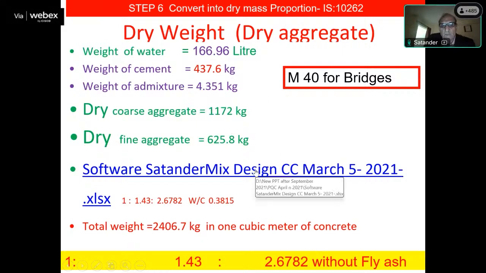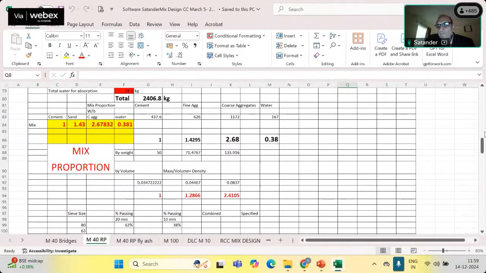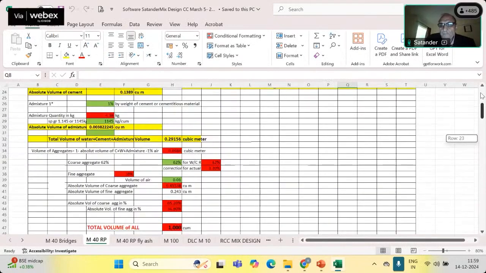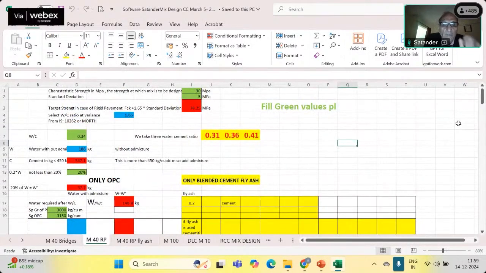Suppose I am opening this software here. Is it visible, sir? Software, Excel. Yes, sir. In the green color you have to put the values. In the green color put 2 or 3 values. The mix is before you. Suppose I am putting M40 here.